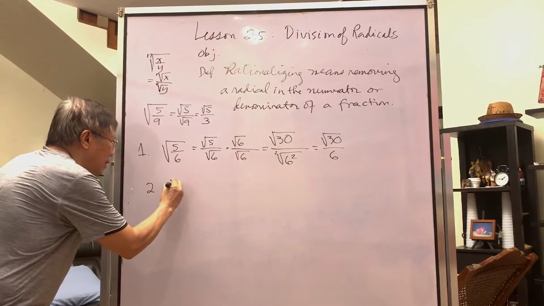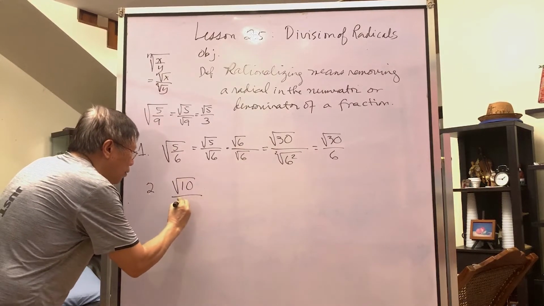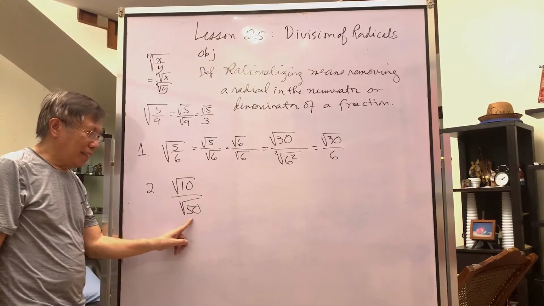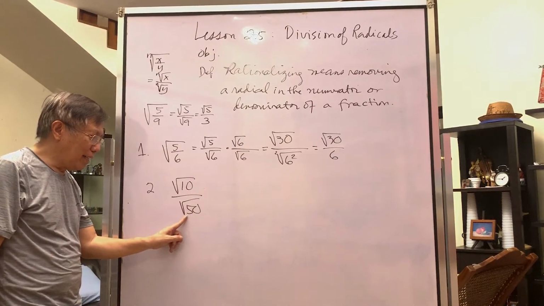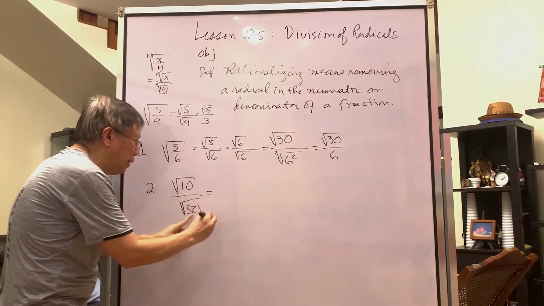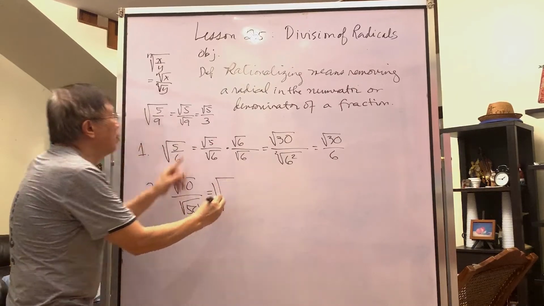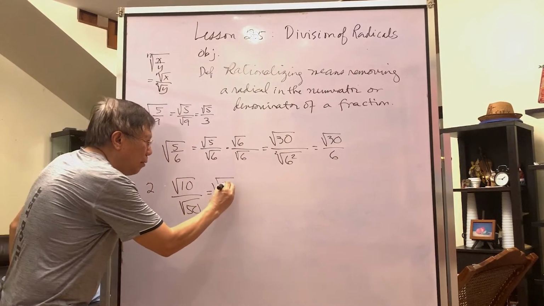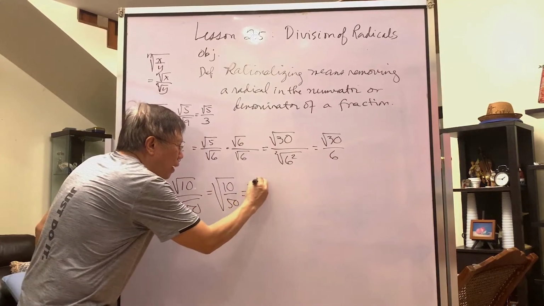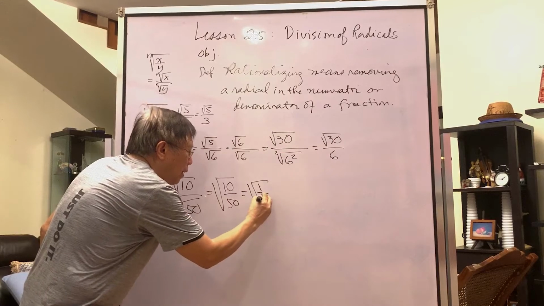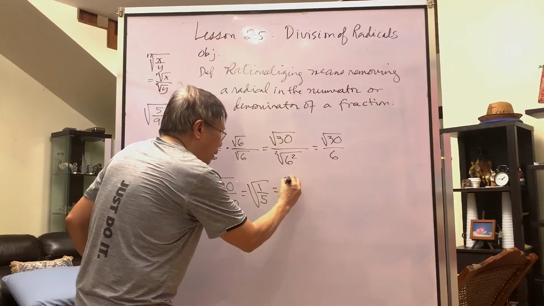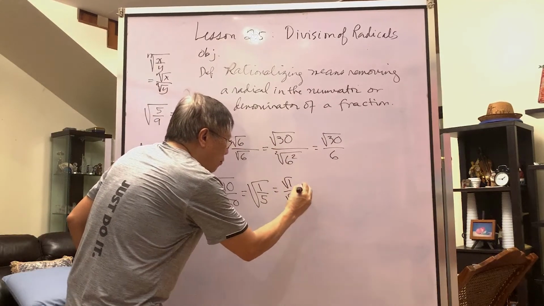Suppose we have this, square root of 10 over square root of 50. Instead of rationalizing this denominator, I can see that 10 and 50 can be put into one radical by using this. And I get what? Square root of 10 over 50. And here, I can simplify and I have square root of 1 over 5. And this one now will be square root of 1 over square root of 5.